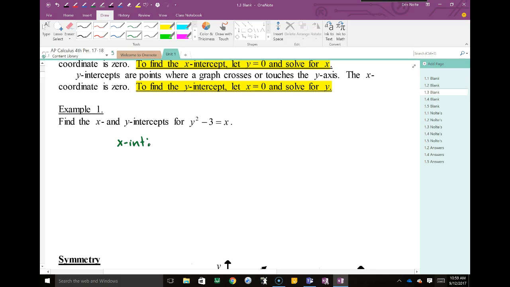Set the y equal to 0. Very good. We set the y equal to 0. So we're going to go 0 squared minus 3 is equal to x. So would anyone else agree that we have an x-intercept at -3? By the way, how would you list that as an ordered pair? -3, 0, right? So that's your x-intercept. Super. Okay, how do you find the y-intercept?